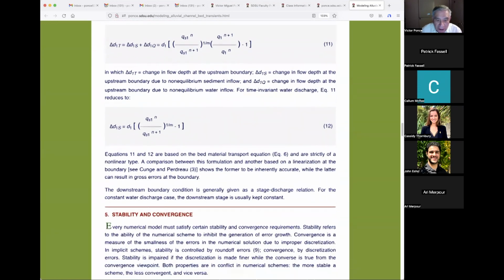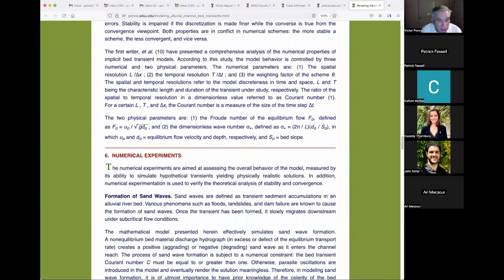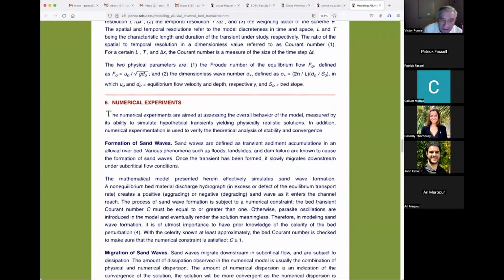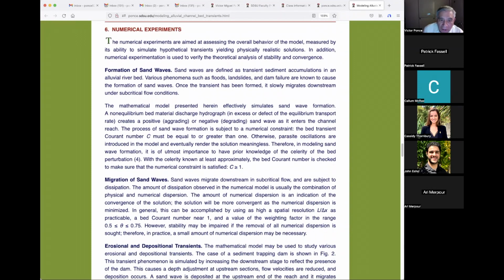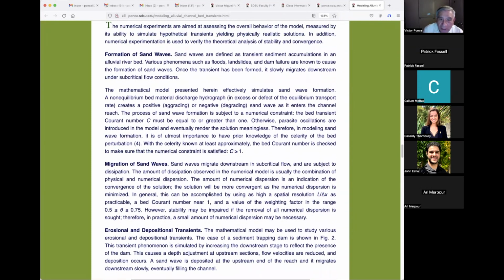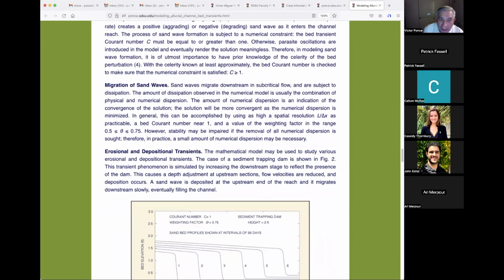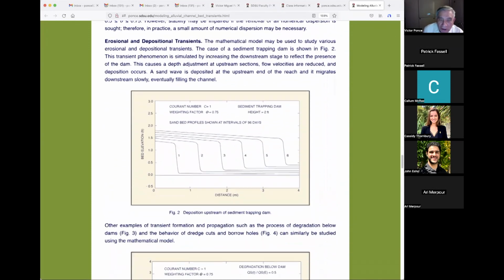So then the boundary conditions, stability and convergence, we had to talk about that because that was our subject in those times. Because a lot of people studied stability, but they didn't get to the convergence. We studied both. Numerical experiments. Now we're going to go into the formation of sand waves, the migration of sand waves, erosional and depositional transients, and so on and so forth.